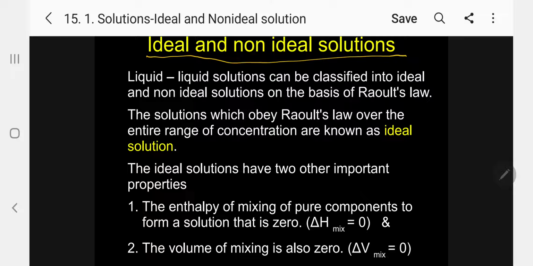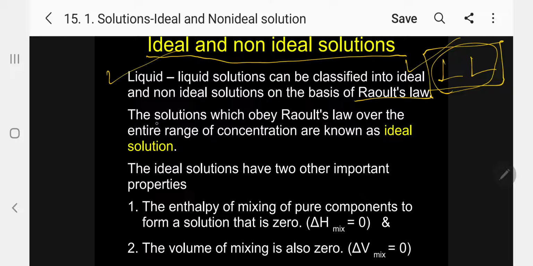First one, liquid solutions. Please follow. Even though I have taken solid-liquid, liquid-liquid and gas-liquid solutions, I am taking liquid here. Liquid solutions can be classified into ideal and non-ideal solutions on the basis of Raoult's law. The solutions which obey Raoult's law over the entire range of concentration are known as ideal solutions.